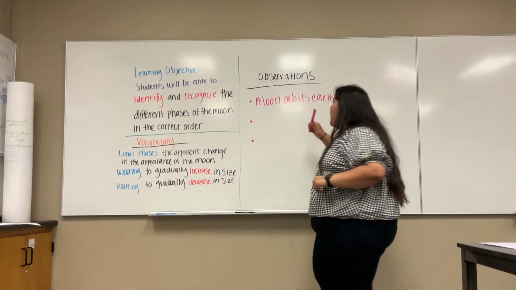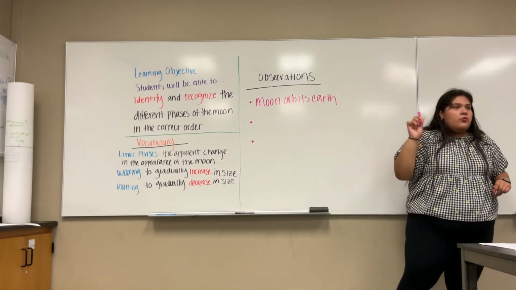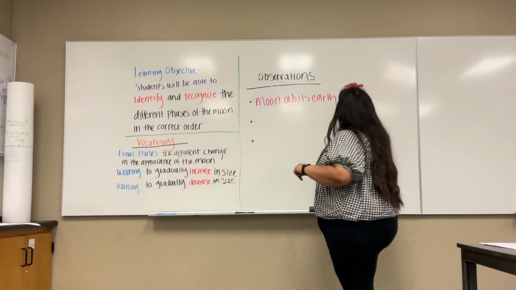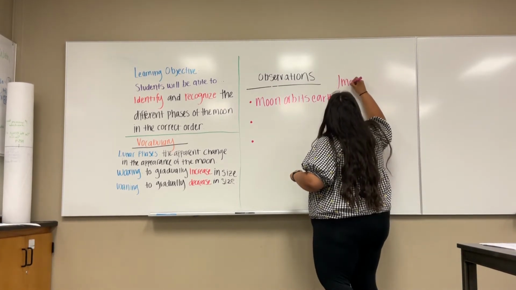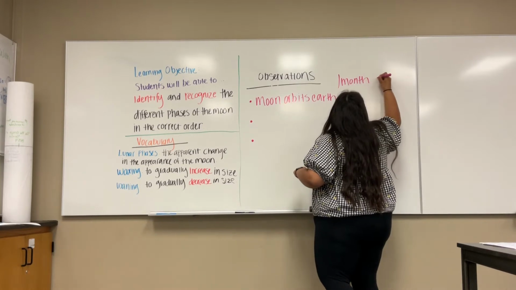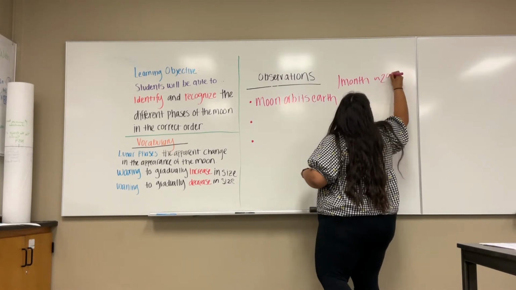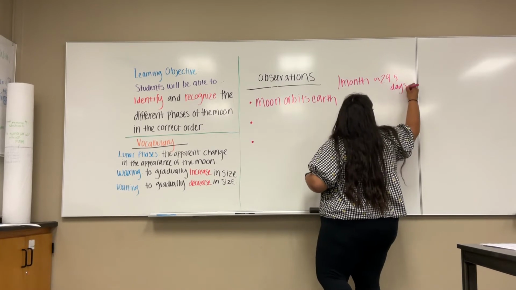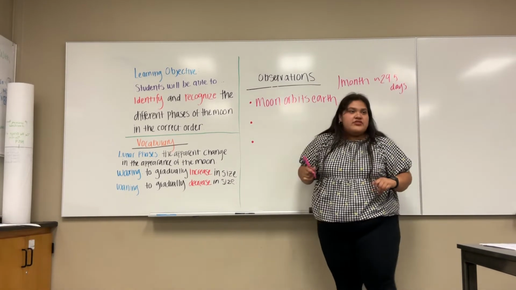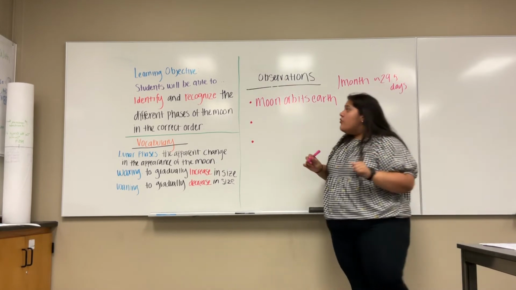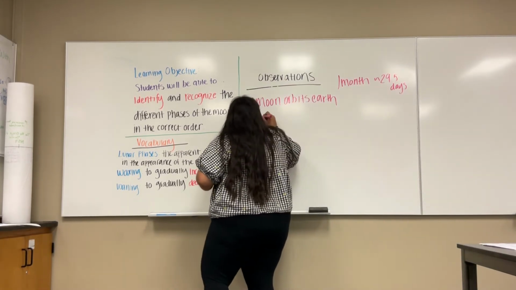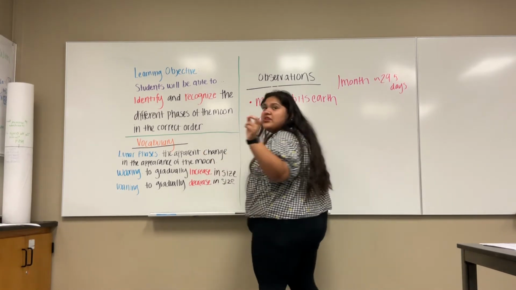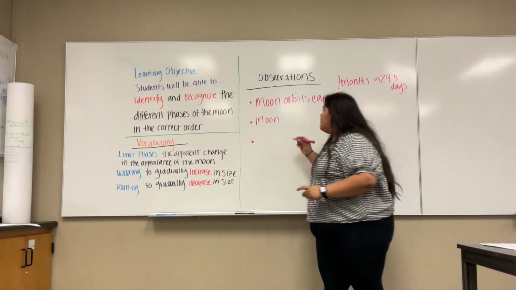Can someone tell me how long it takes the moon to complete one orbit around the Earth? Yes, 1 month. It takes the moon 1 month to complete one orbit around the Earth, or approximately about 29.5 days. Can someone give me the second observation for today? The moon changes. Okay, everyone, while I'm writing this down, can someone give me another observation?